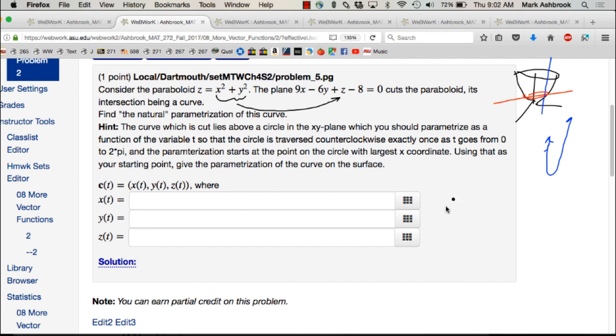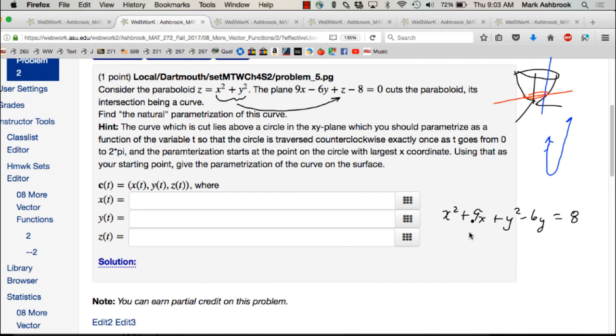So then we're going to get x squared plus 9x, I'm going to change it around as I do it, y squared minus 6y equals 8. So I plugged in x squared plus y squared for z, and then I just combine x's and y's and move the 8 over. Is that okay? All right, so what is that? This is going to be a circle. We need to complete the square.